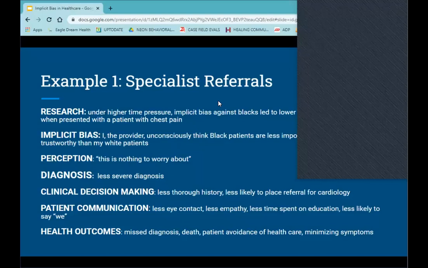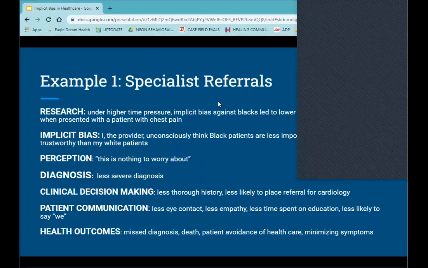There's some negative association, some belief that's automatically happening and occurring. Maybe it's that Black patients are less important or less trustworthy or less worth my time compared to the white patients. And this leads to a perception that we don't need to worry about this. This isn't that big of a deal. Less severe diagnosis, which maybe means you ask fewer questions, take a less thorough history. And ultimately what this study found is less likely to place that referral for cardiology.